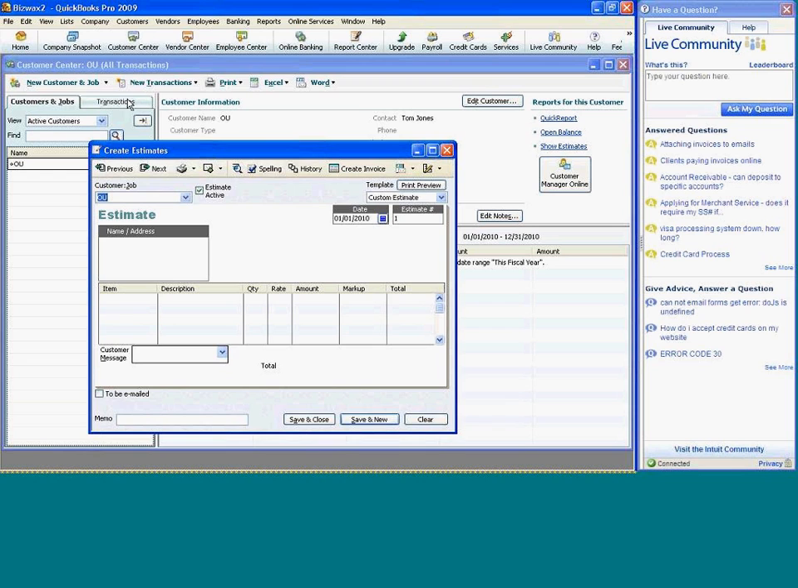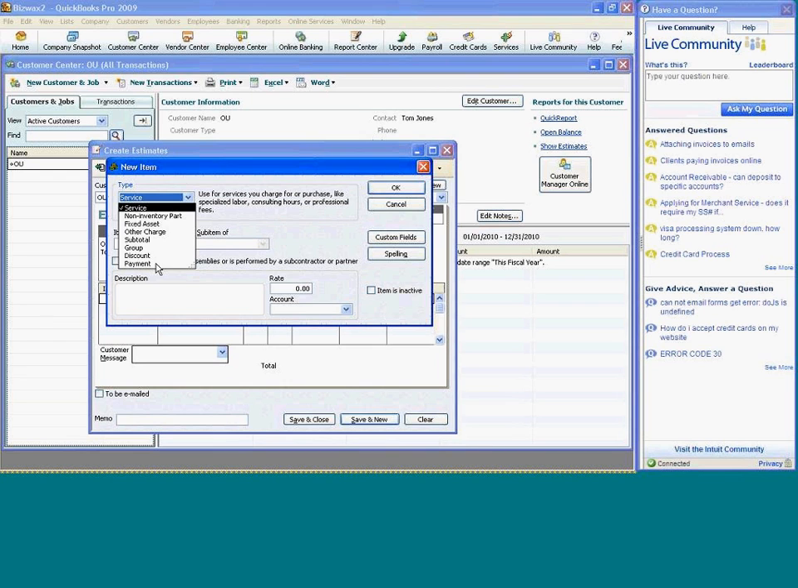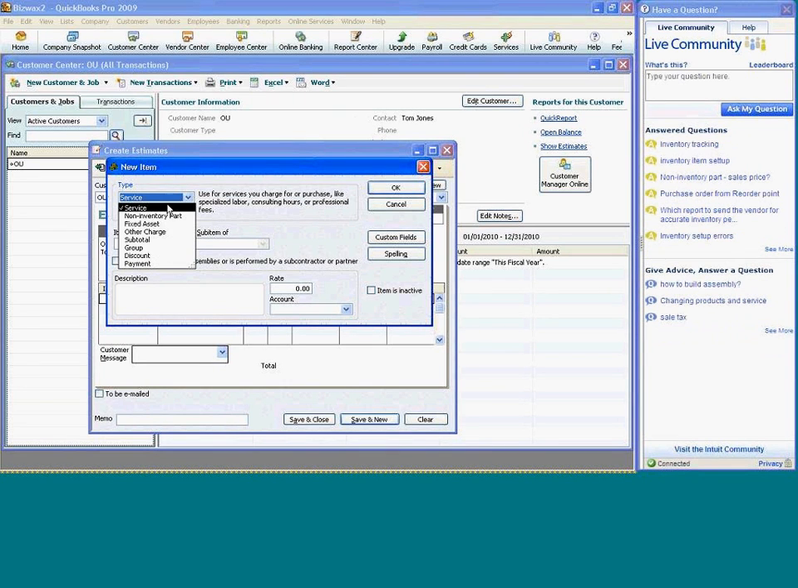Okay. So now over here we have an estimate. So we'll say the estimate is new service. Item 1. It's called computer service.